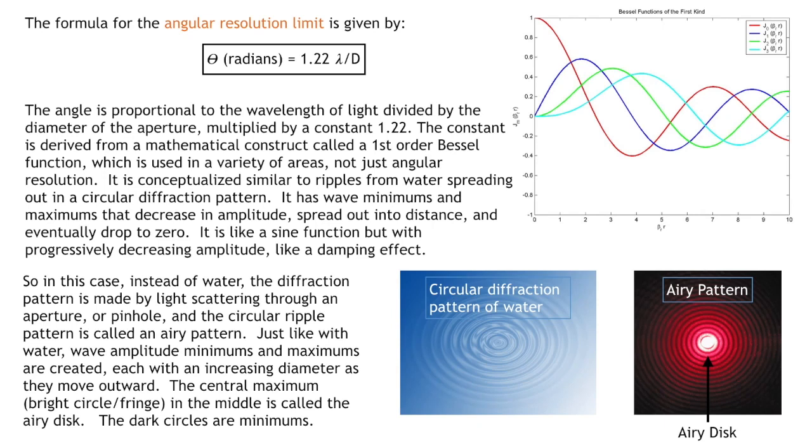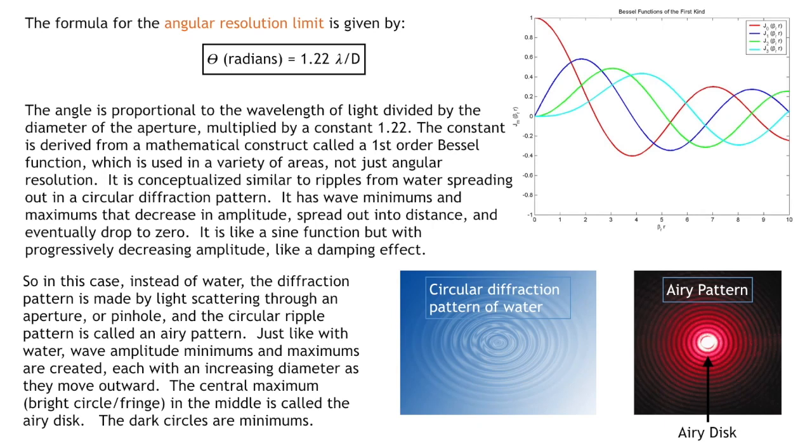So in this case, instead of water, the diffraction pattern is made by light scattering through an aperture or a pinhole, and the circular ripple pattern is called an Airy pattern. So the Airy pattern is there on the bottom right. You can see how it looks very similar to the diffraction pattern of a drop in a pond, let's say. So just like with water, the wave amplitudes have minimums and maximums, and each of them has an increasing diameter as it moves outward.